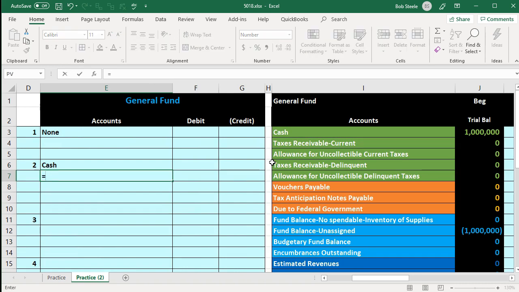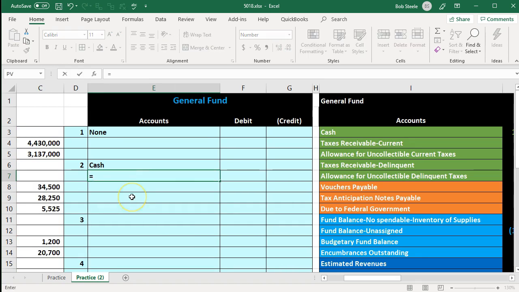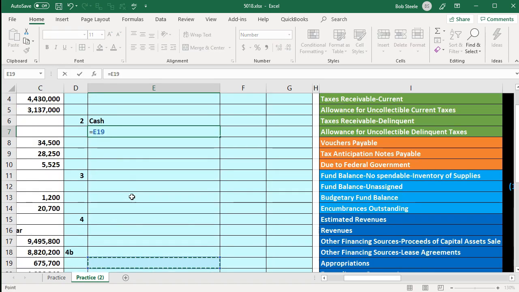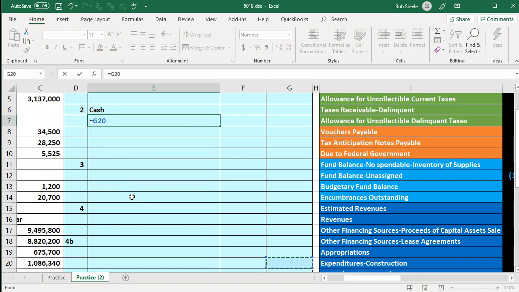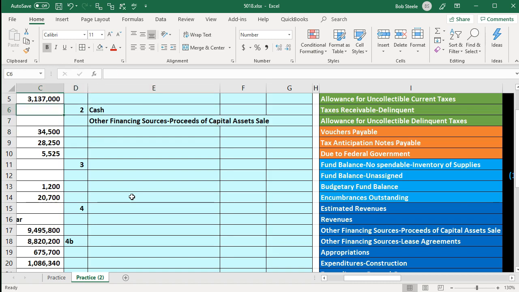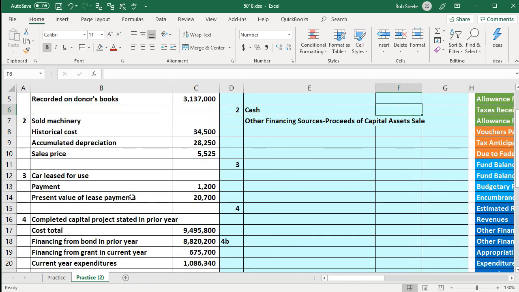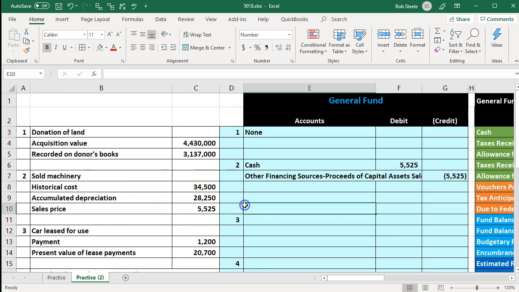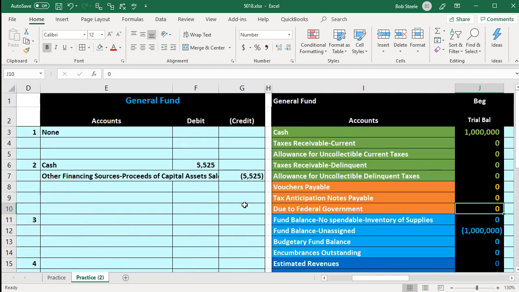So I'm going to say other financing sources equals, and we'll scroll back down. We're not going to call it revenue. We're going to put it into other financing sources for the proceeds of capital asset sale. So there's going to be our debit and credit. And again, we're just recording the flow activity, which is going to be that 5,525 on the debit and on the credit. So there's going to be our journal entry into the general fund, the fund accounting, the modified accrual accounting, the one that doesn't have the long-term type of activity.